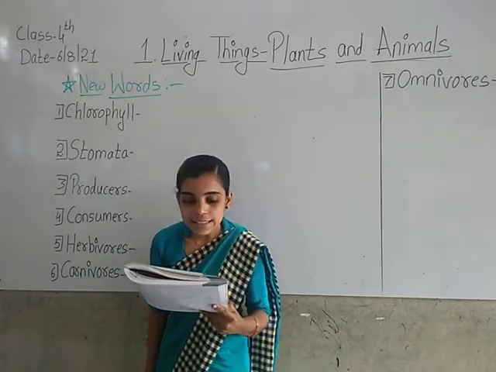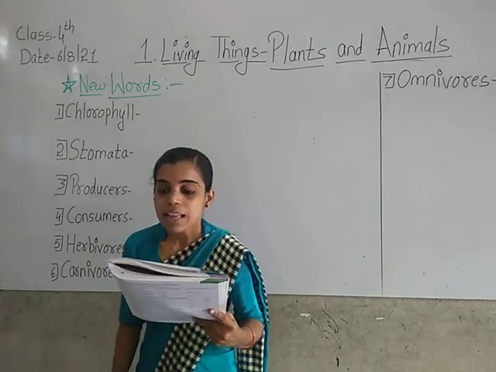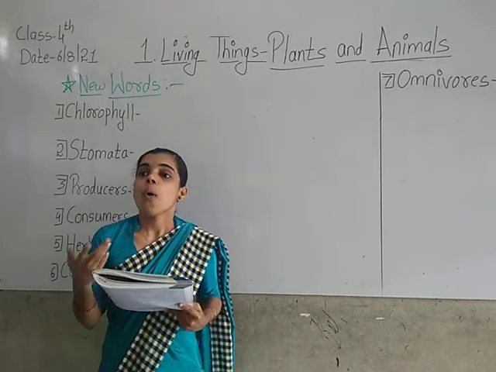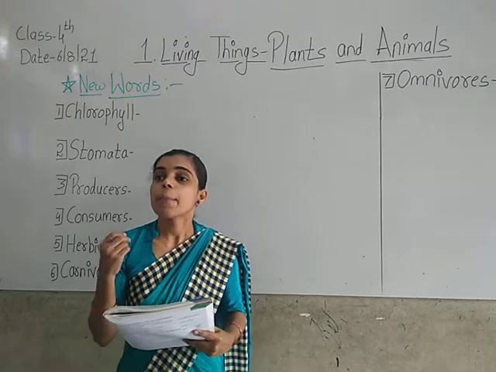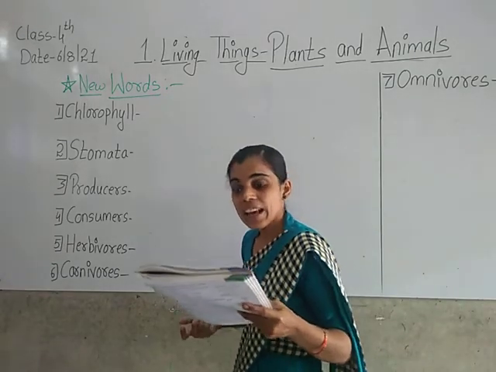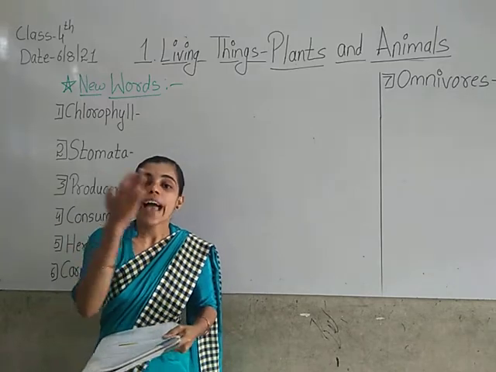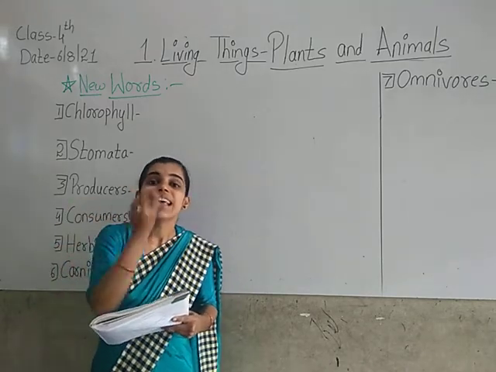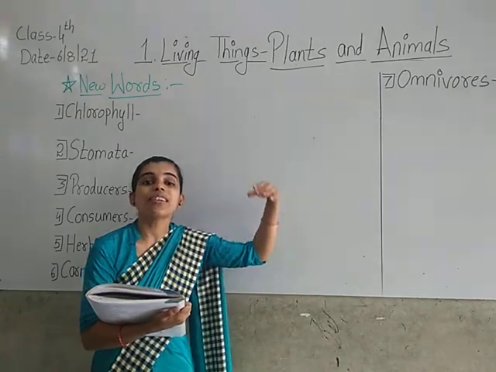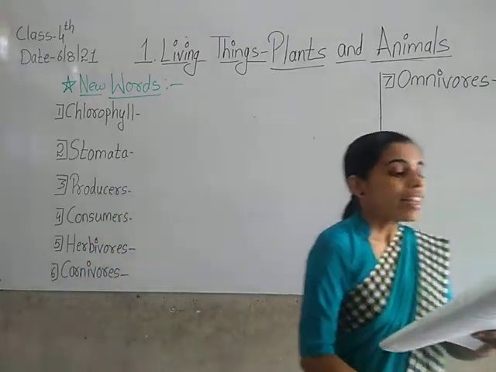So, the third point is the plants are the producers of the living world because they produce their own food. So, the plants are called producers. Why do we call them producers? Because they produce their own food. And all the animals directly or indirectly depend on the plants for food. So, the animals are consumers because they eat the plants and other animals. But the plants are the producers. They prepare the food for other living things.